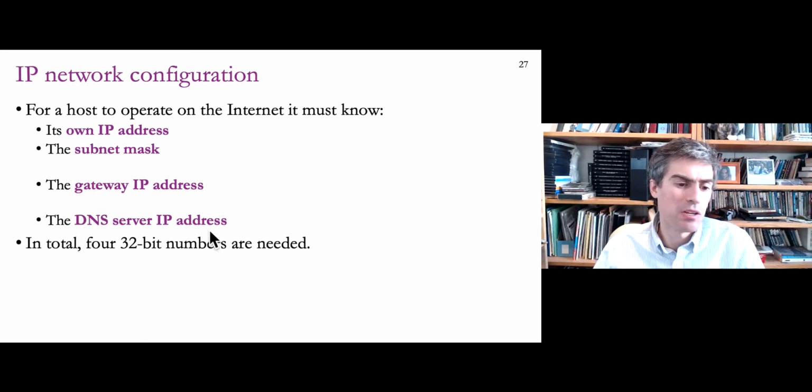And it needs to know an IP address for a DNS server. So these are 4 32-bit numbers. Now, let's go through them one at a time. And actually, you can stop and think for a second whether you know why these things are needed right now.